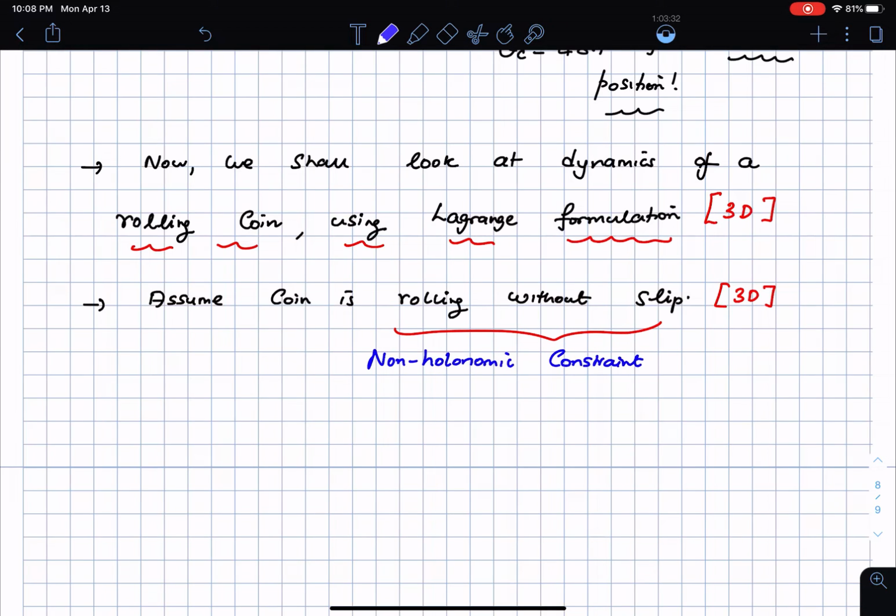And for this particular problem, as I mentioned at the beginning of this lecture, we will be using the idea of Euler angles. The sequence that is used for this particular problem is called the 3-1-3 sequence.